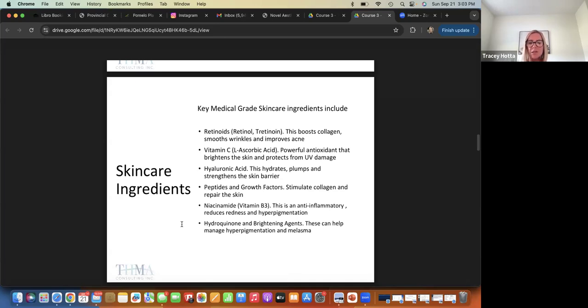Other skincare ingredients include HA or hyaluronic acid. This helps hydrate, plump, and strengthen the skin barrier. We have things like peptides and growth factors, which stimulate collagen and help repair the skin. We have niacinamide or vitamin B3. This is an anti-inflammatory. It helps reduce redness and hyperpigmentation. And then we have hydroquinone or other brightening agents, and these help manage hyperpigmentation and melasma.